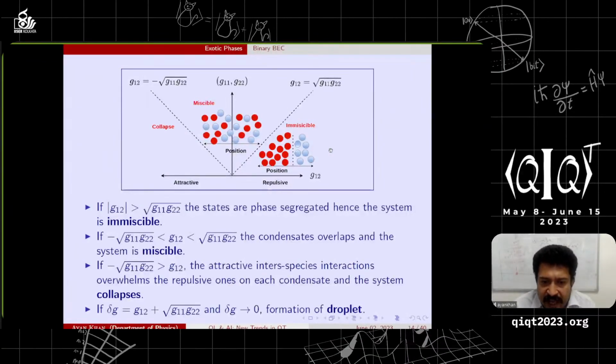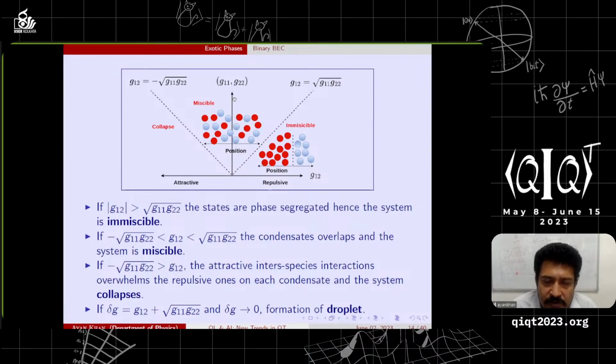Now, if these two components exist, there can be different kinds of mixtures. In many cases these are two different hyperfine states. There can be a situation called immiscible, where they are not much mixed, and there is some sort of separation between them. And there is another situation, which is miscible, where the two components of this binary Bose gas are mixed.